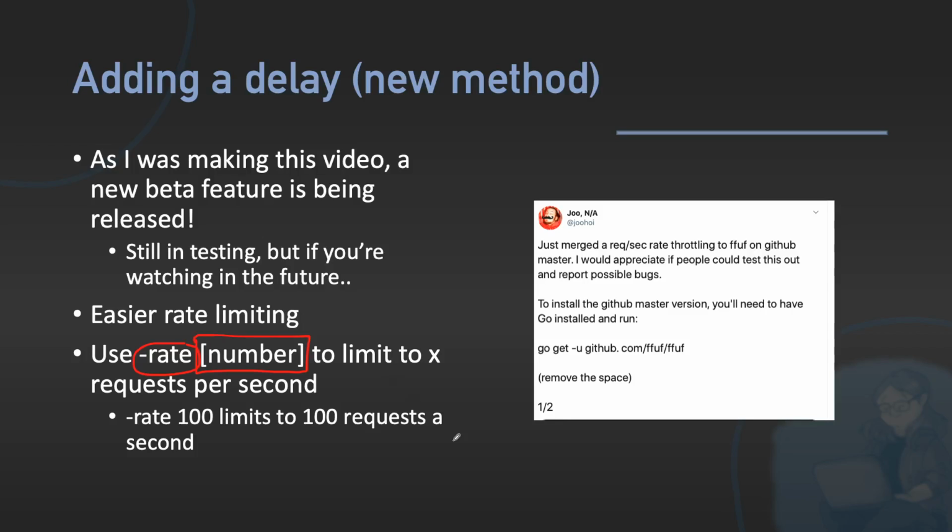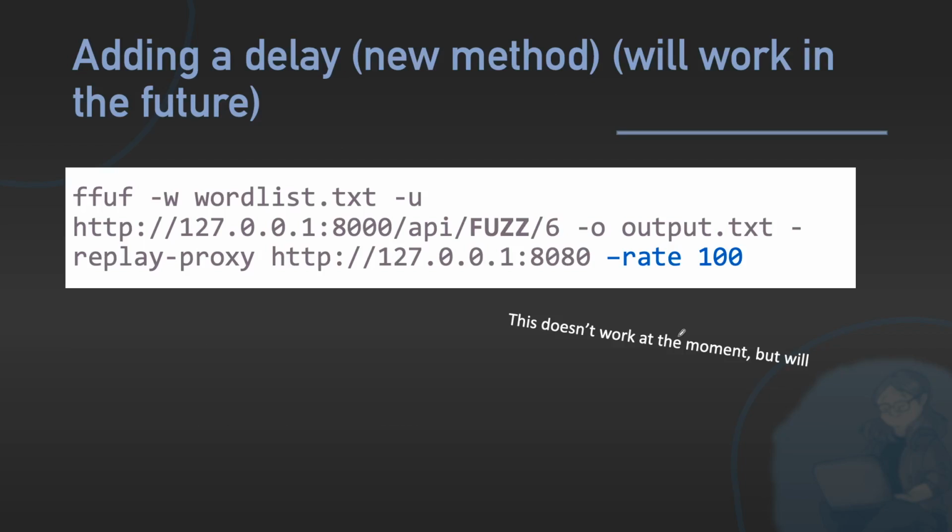If you want to test it right now, you can use this command here. If you have Go installed, that will grab the most recent ffuf. It's not been released yet, but it will be in the future. And this is how it changes it. We have rate 100, that will limit it to 100 requests a second. Done. That's all you need to worry about to add a delay. And how cool is that? It's going to be so easy to fuzz things now.